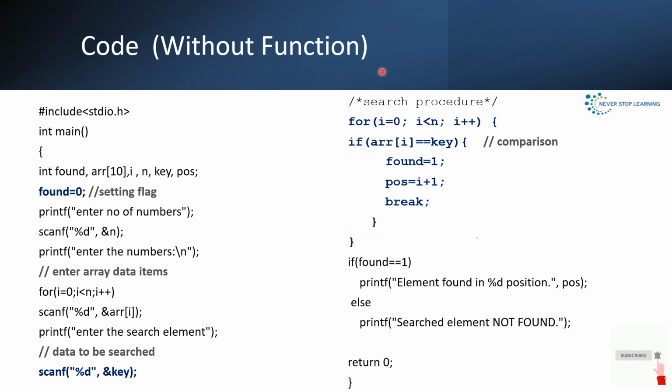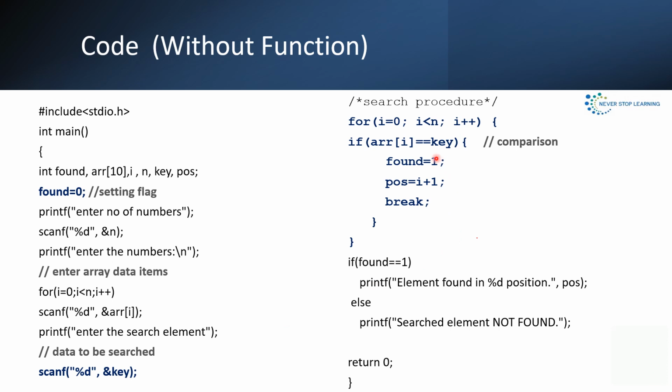Now we will be writing the search procedure. Here, as you can see, we will again start the loop from i equals 0. i should be less than n and we are incrementing the loop, and we are checking the values in the array. So first we will check arr 0, then we will compare it with our key element. The element which we want to search is inside key.